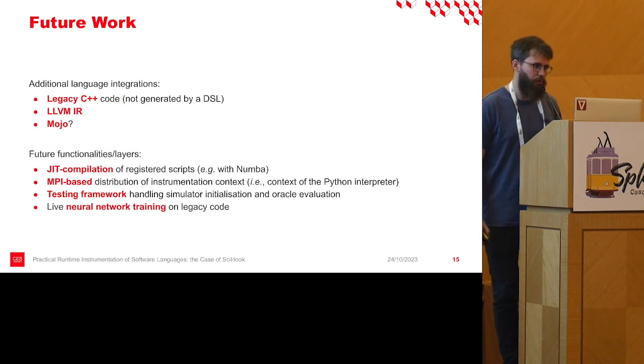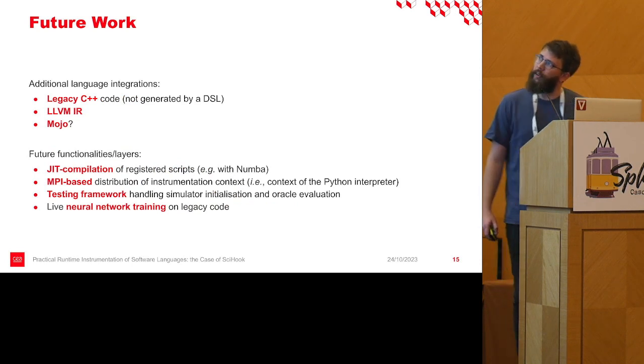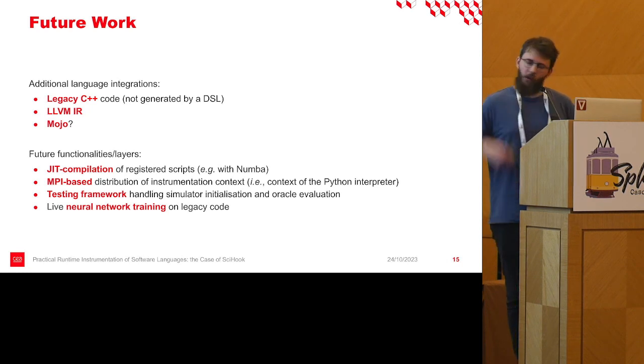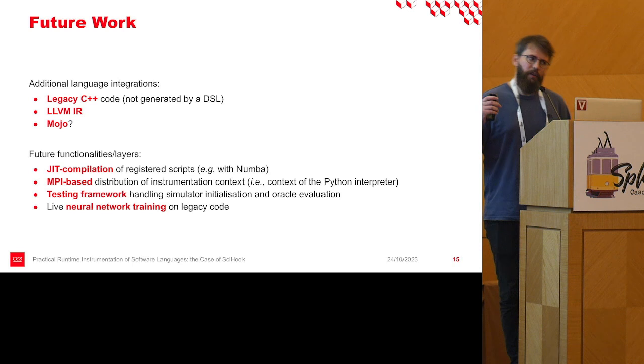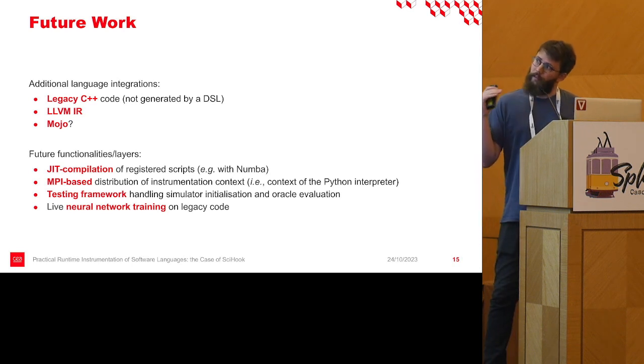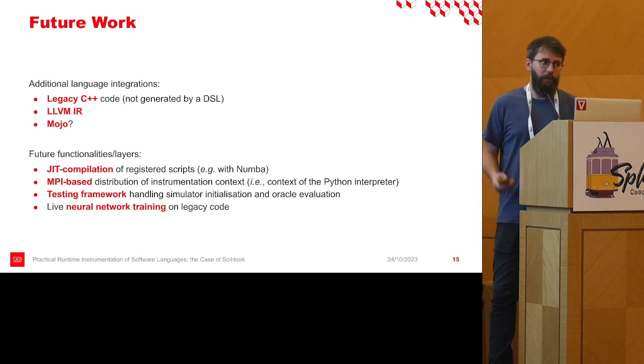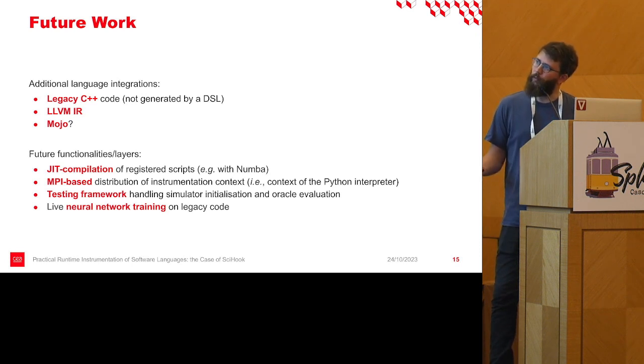For our future work, we envision additional integration, like being able to instrument C++ code directly with source-to-source transformation. So this is a work in progress. We also envision integrating directly at the LLVM IR level, and maybe proposing a Mojo implementation of SciHook if this language takes off. We would also like to be able to JIT compile our Python script, for example, with Numba, which is a rising library in this respect. And here are a few features we could add to the library.